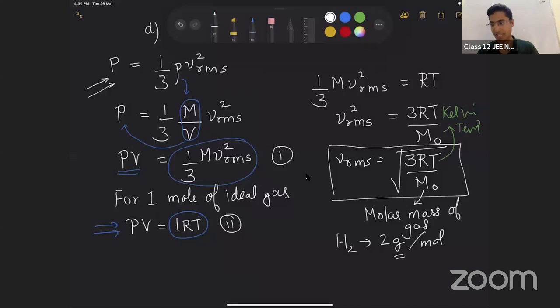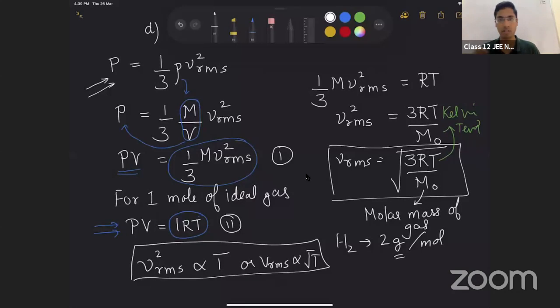So write down this expression. This expression tells us that Vrms square is proportional to T, or Vrms is proportional to root T. So if you increase the temperature, the root mean square velocity also increases, and the relationship is a square root relationship. Write this down. Give me a yes if you have written this down so that I can proceed. Yes, Avinash, if you have a question, you can put it.